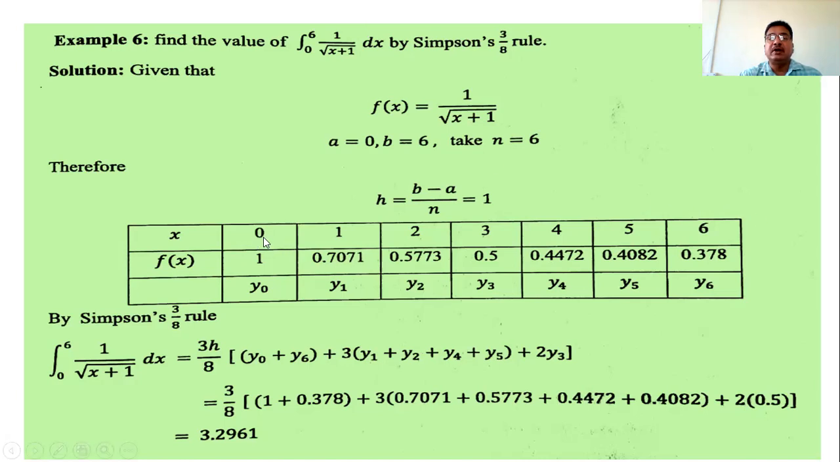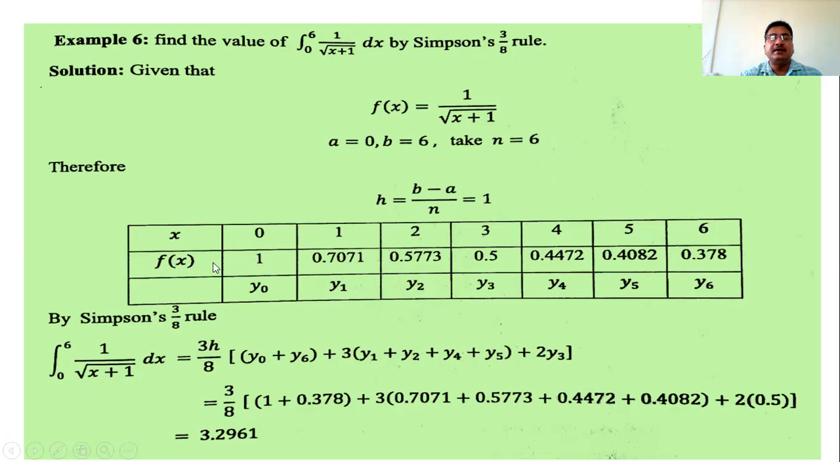And if you count these values, there are 7 of them, because the number of intervals is 6. These values of x are called ordinates. So we have 7 ordinates. The number of intervals is 6, but the ordinates are 7. And the values of y are also 7 in number.